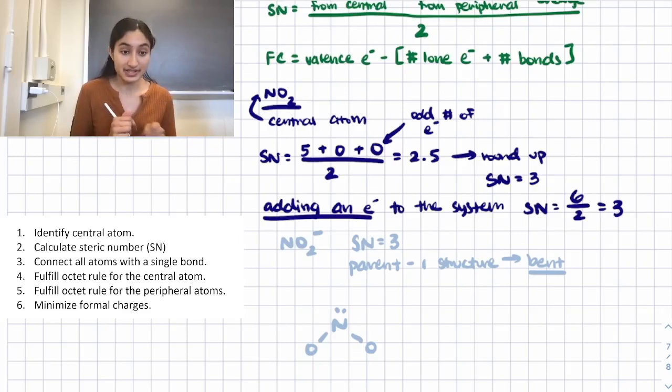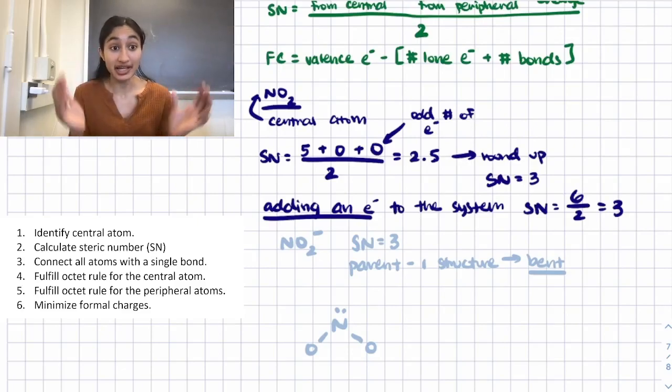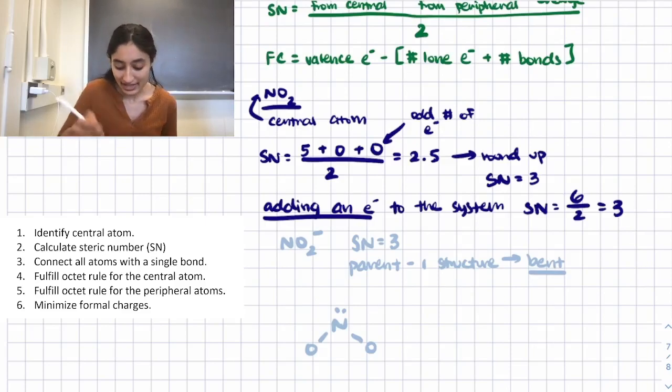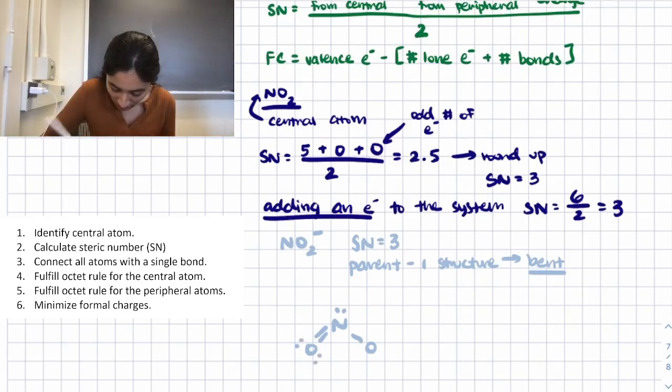Now we're going to fulfill step 4, where we fulfill the octet rule for the central atom. Currently we only have 6 electrons around nitrogen, 2 from the lone electron pair and 4 from the bonds. So we need to figure out another way to add 2 electrons and fulfill the octet rule. That's going to happen by creating a double bond to the oxygen. Now we're going to move on to step 5. We're going to fulfill the octet rule for the peripheral atoms just by adding in lone electron pairs.